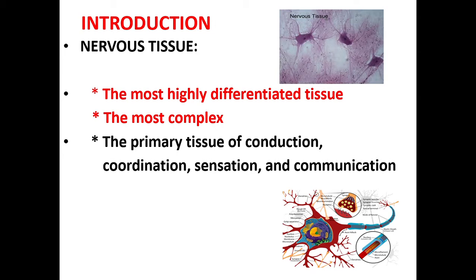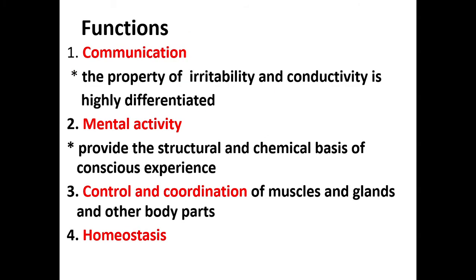Okay, so we go into the introductory portion of the nervous tissue, which I mentioned that this is the fourth major tissue of the body. And take note, the most highly differentiated tissue and the most complex. And this tissue is the primary tissue of conduction, coordination, sensation, and communication. The nervous tissue has four functions. We have communication, mental activity, control and coordination, and homeostasis.